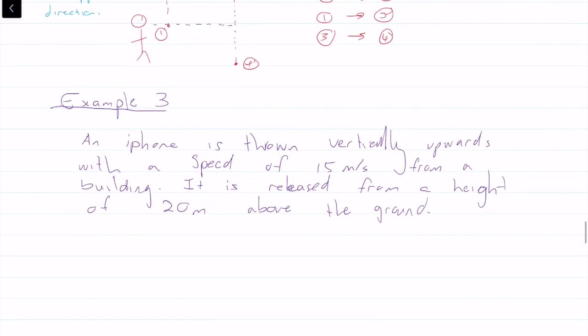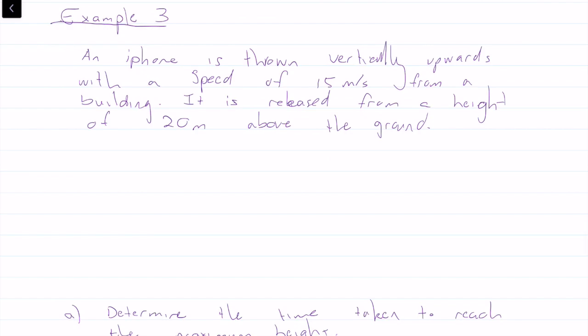Okay, so let's look at a problem. Example 3. An iPhone is thrown vertically upwards with a speed of 15 meters per second from a building. I don't know who's throwing iPhones up, but lucky them, I guess, if they've got that much money. So it's been thrown up vertically with a speed of 15 meters per second from a building. It is released from a height of 20 meters above the ground.